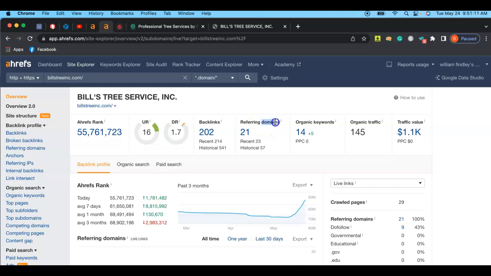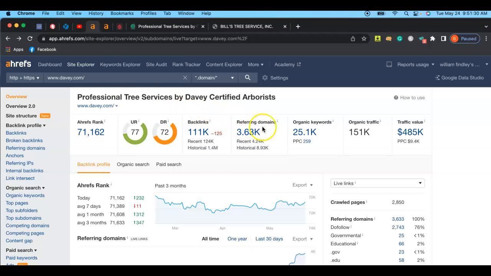It's a domain or a website that, quote unquote, refers you. A good example of this is things like Yelp, Yellow Pages, Facebook, Google. Those are the most popular ones. So I can see here that you guys have 21, which is a little bit. Right here, your competitors, these guys have 3.6 thousand.